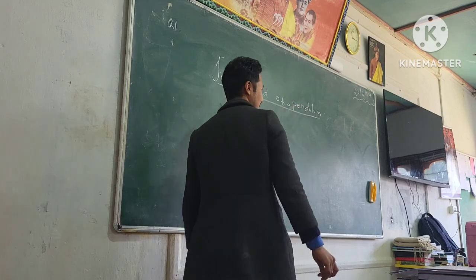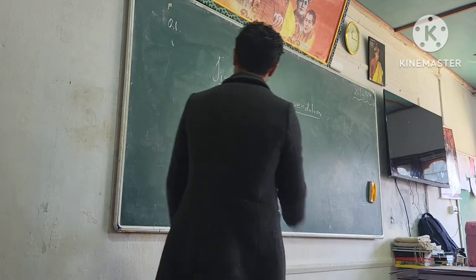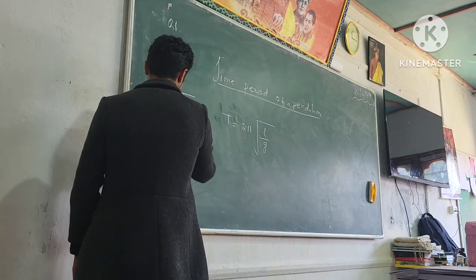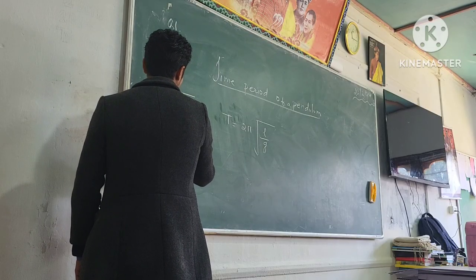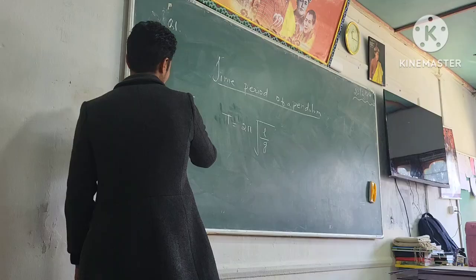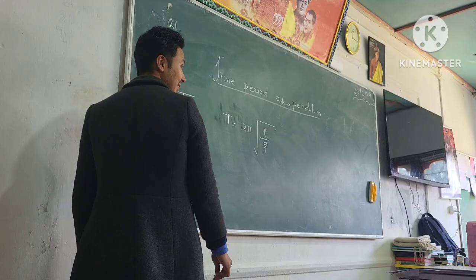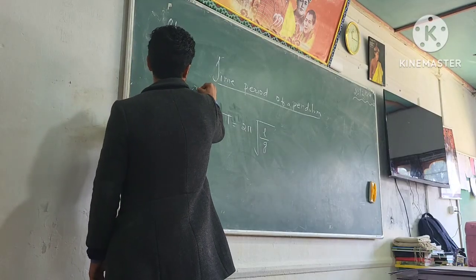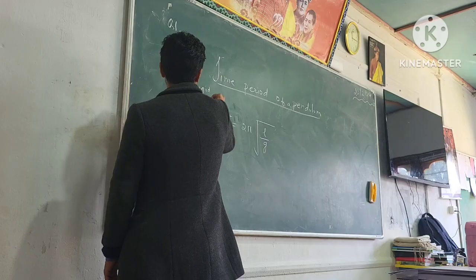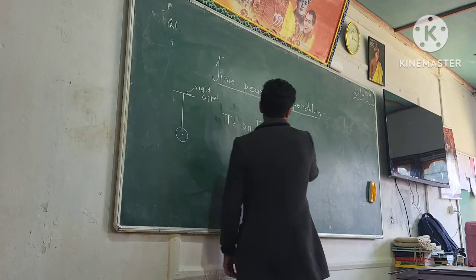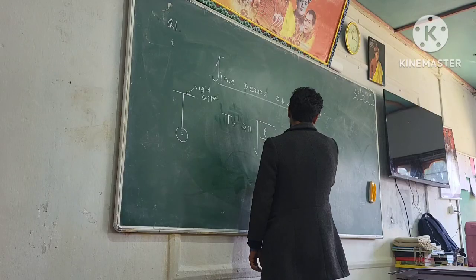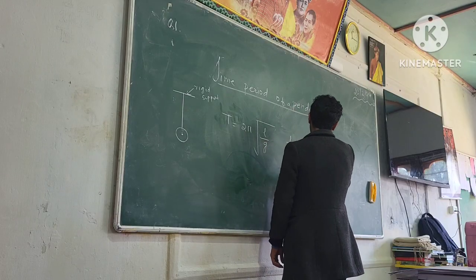What is L here? Suppose I draw a pendulum here. This is your pendulum. From where do you measure the length? From here to the bottom. This is called the rigid support, right? This is the rigid support. So L is the length of the pendulum.